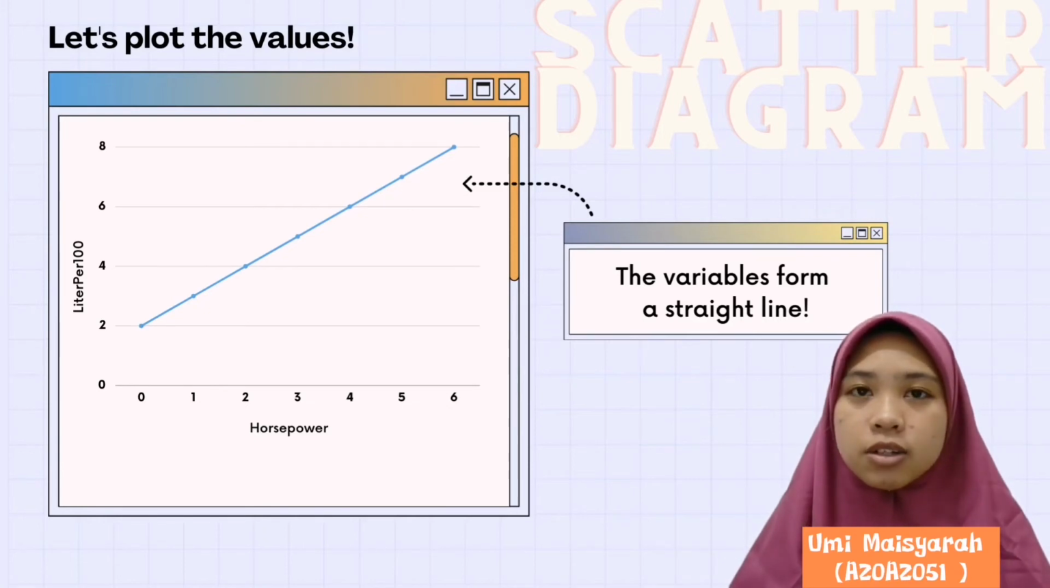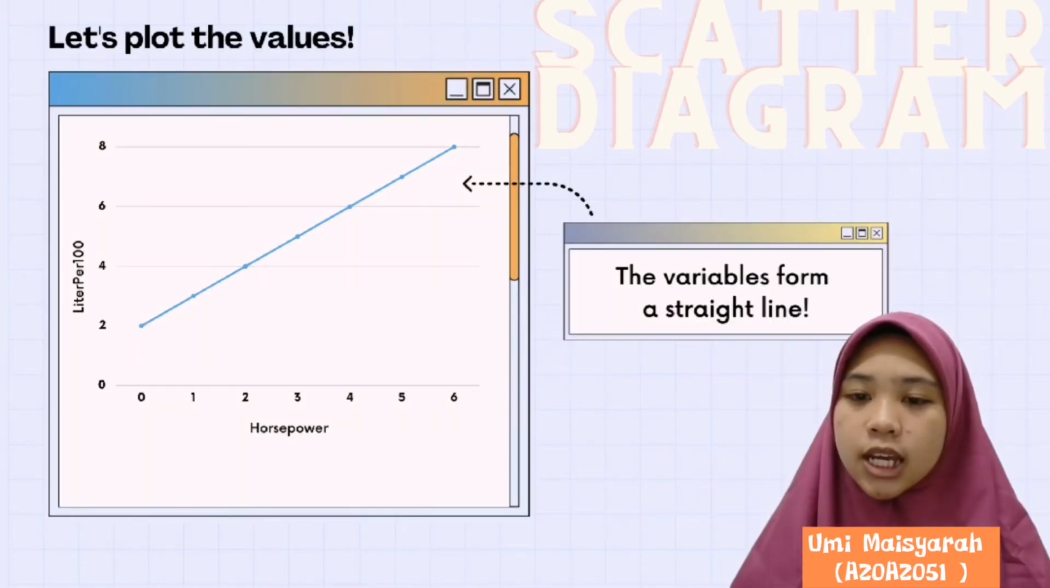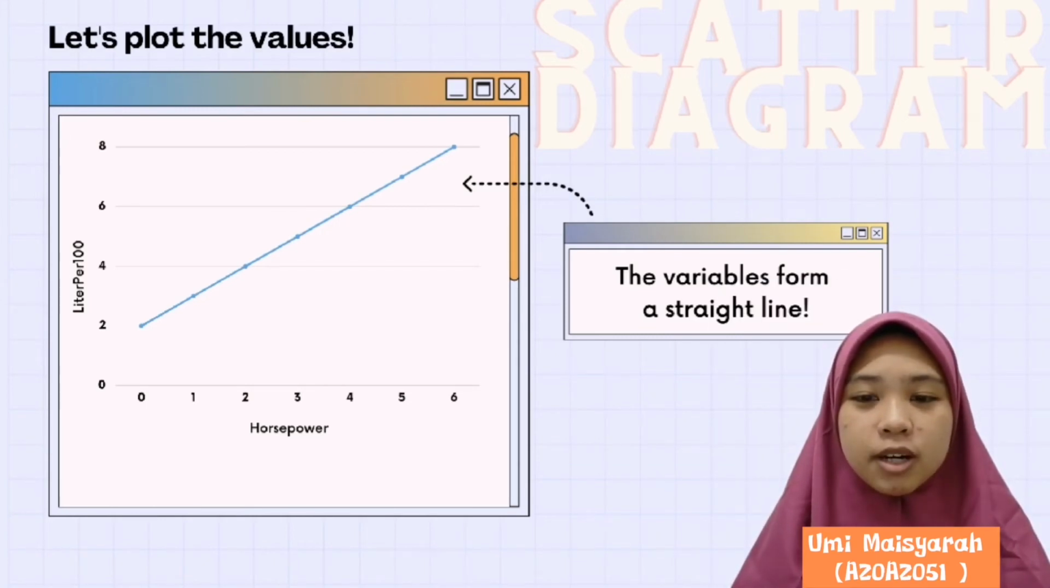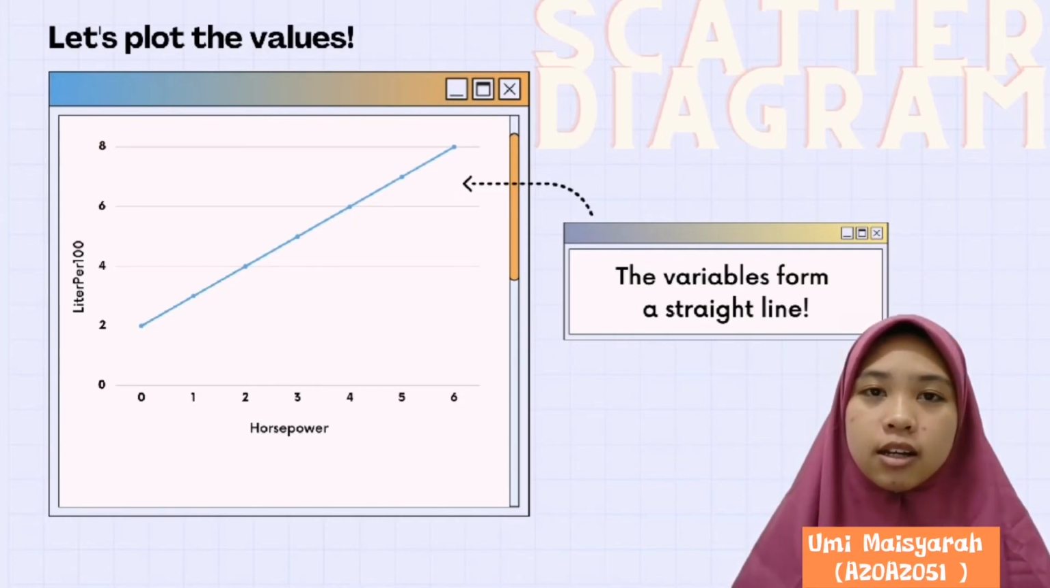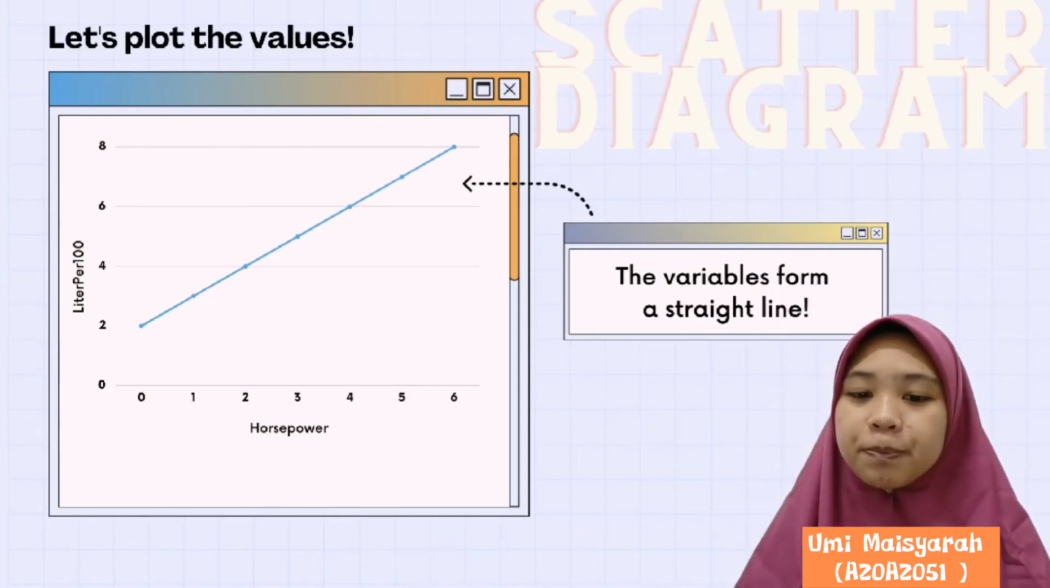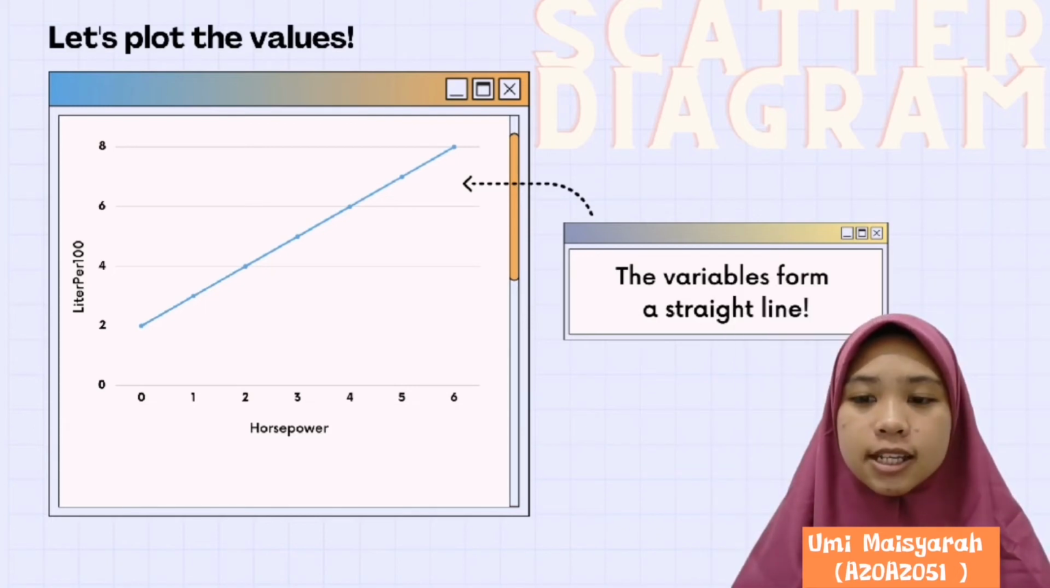Next, this is our scatter diagram. This scatter plot allows us to visually see the relationship between horsepower of vehicles and fuel consumption. As we can see, it shows a linear relationship. Now, we go step by step to do the analysis for testing the significance of the correlation.